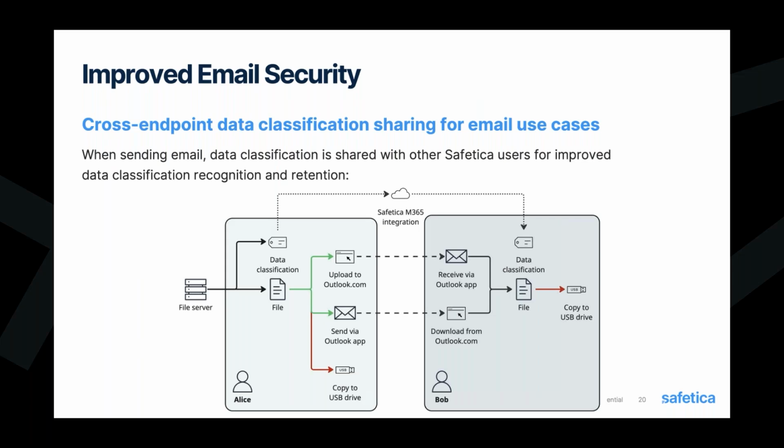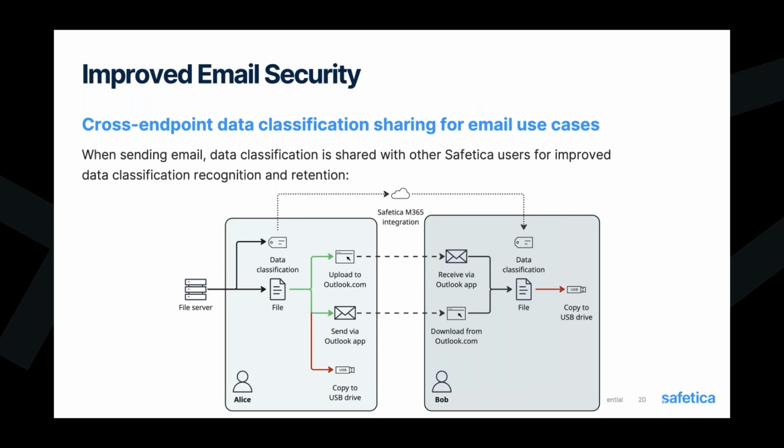So if you imagine a very, very simple use case that you can see on the screen, let's imagine Alice. Alice downloads a document from a file server. And this document is considered sensitive not because it includes a credit card number, but because it came from a file server. So this is an example of classification applied thanks to the context of the file. The file came from a file server, therefore it is sensitive.